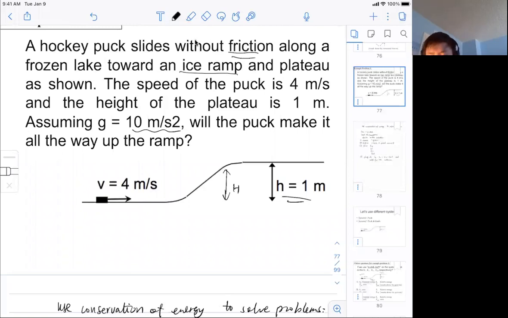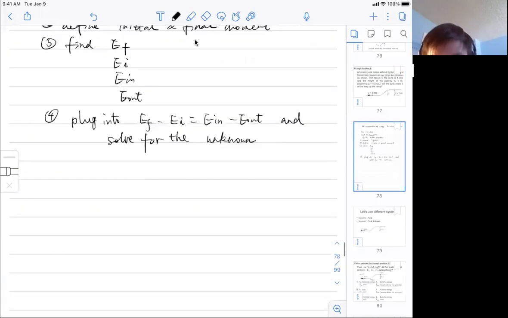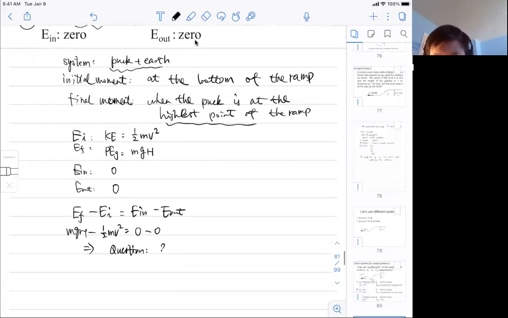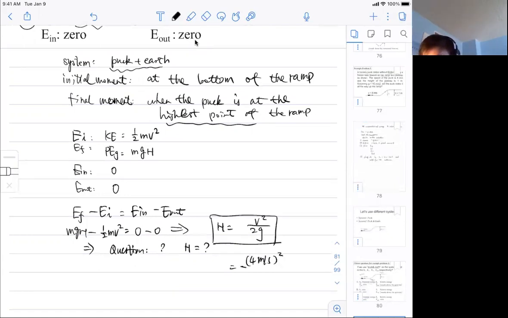It may not be 1 meter, it might be 1/2 meter, or it might be 1.5 meters. So it can even go up higher than the ramp we were given. That's all okay. But we want to know what this height h is. So the question is, what is h? From this equation, we solve for h, which will be v squared over 2g. That's your answer, right? You can plug in the numbers with v being 4 meters per second, with g as 10.